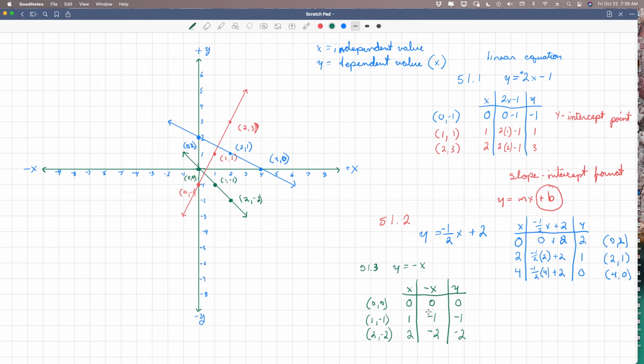Let's see if we have any more. These are kind of fun. Once you get started with them, you get to graphing these. These can be kind of fun.